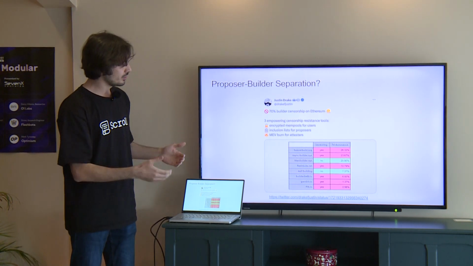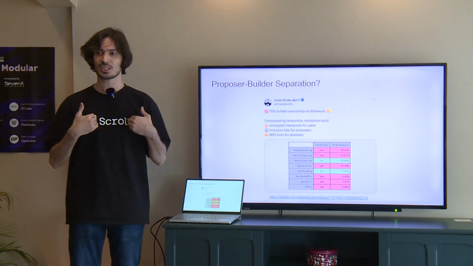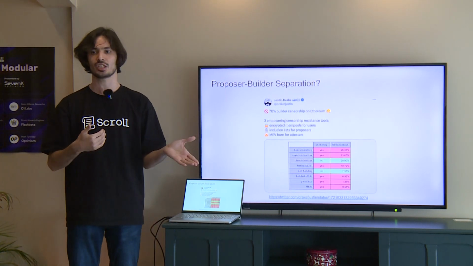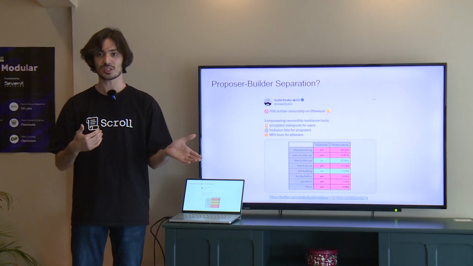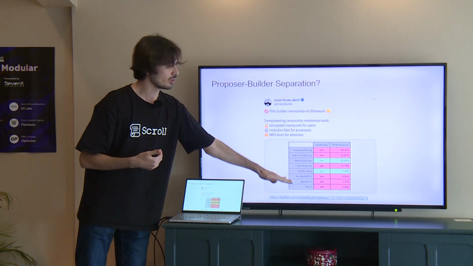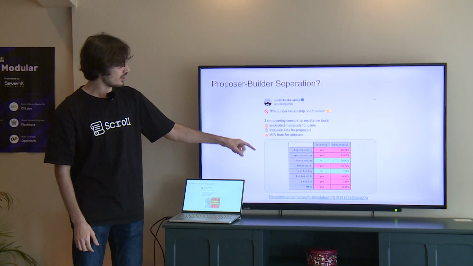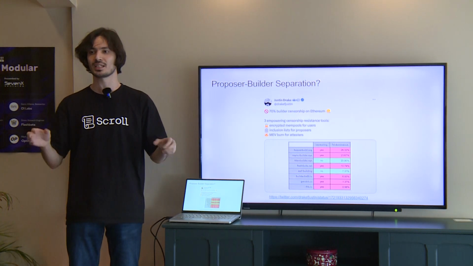So to describe what's happening, if I make a transaction and I'm an OFAC sanctioned address, or if I'm dealing with an OFAC sanctioned contract, these builders won't include my transaction. The red ones won't include my transaction. And the red ones make up more than 70% of the building power.